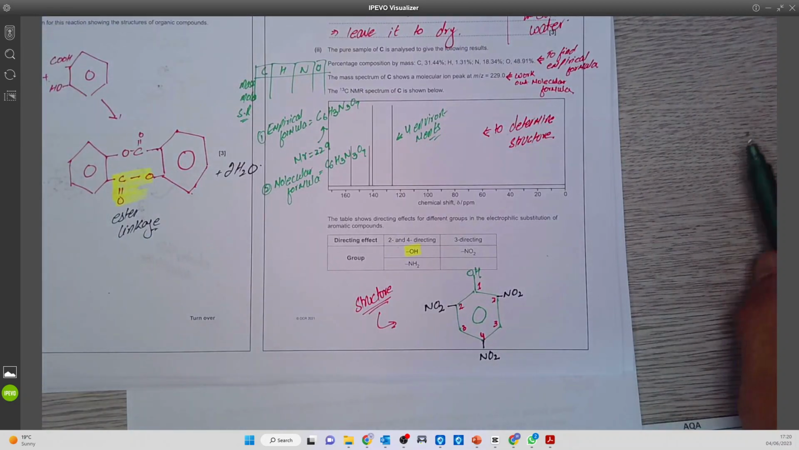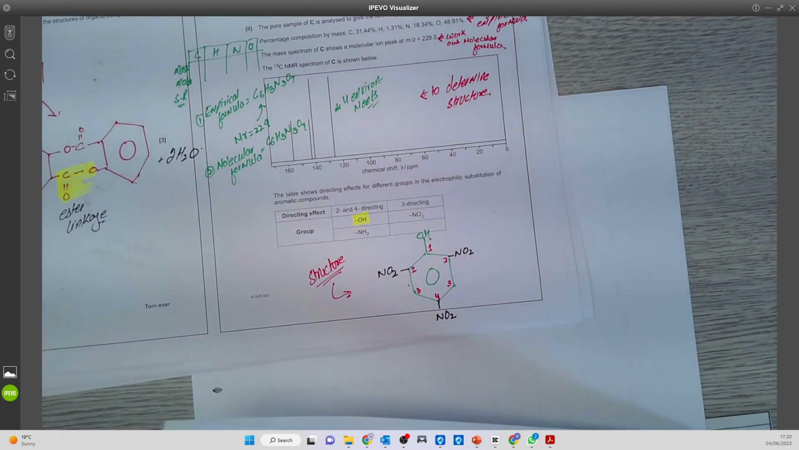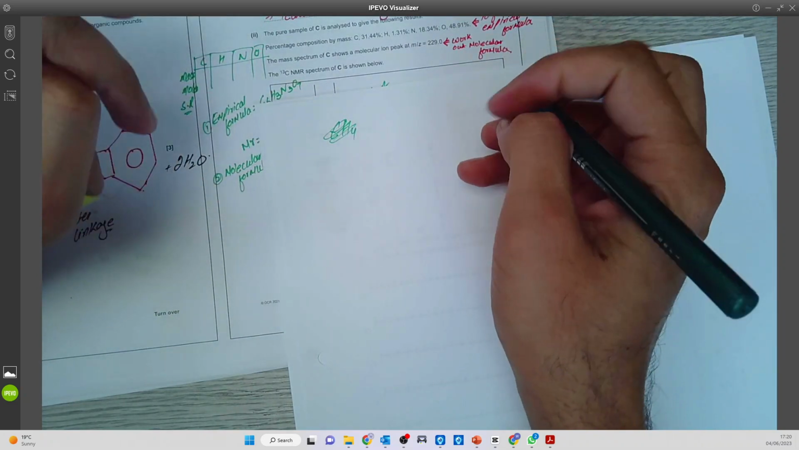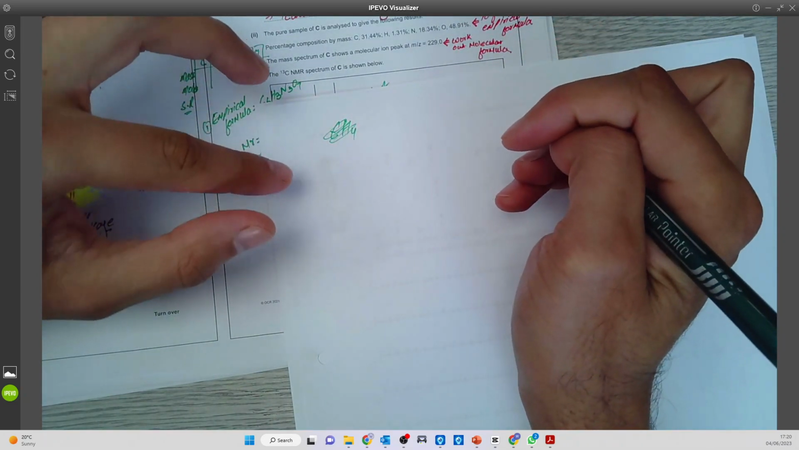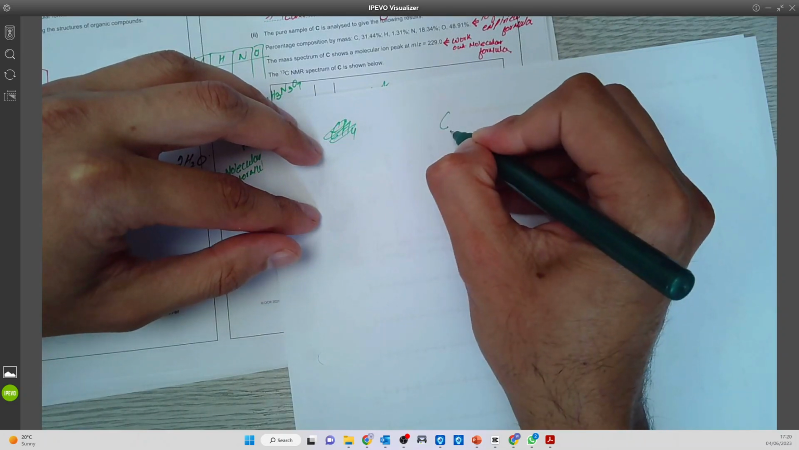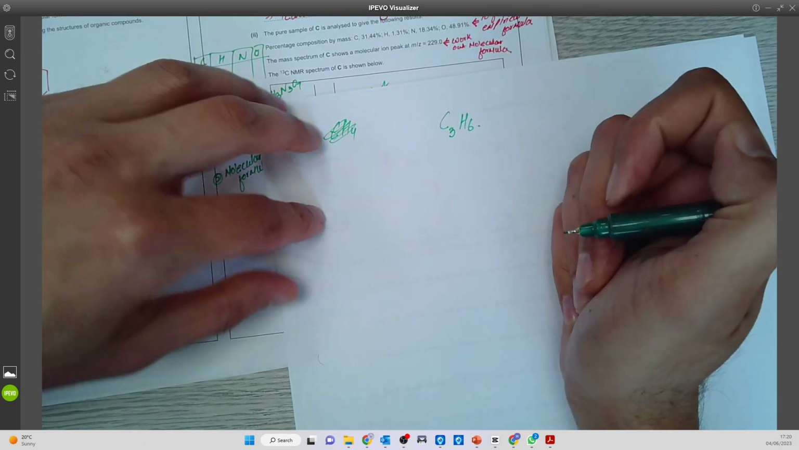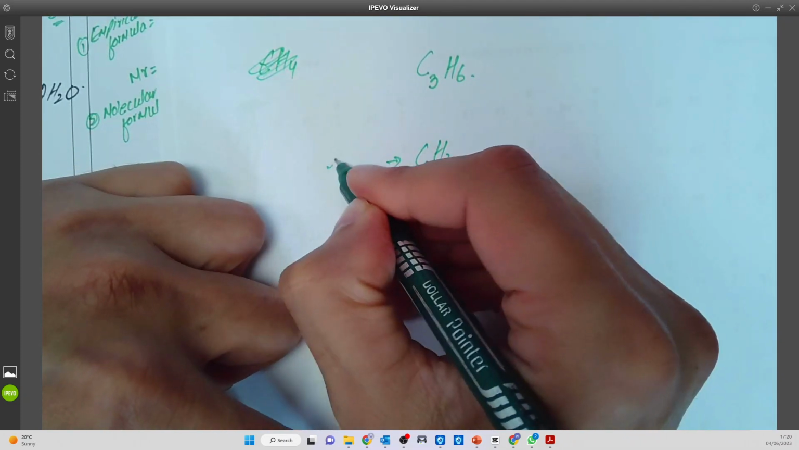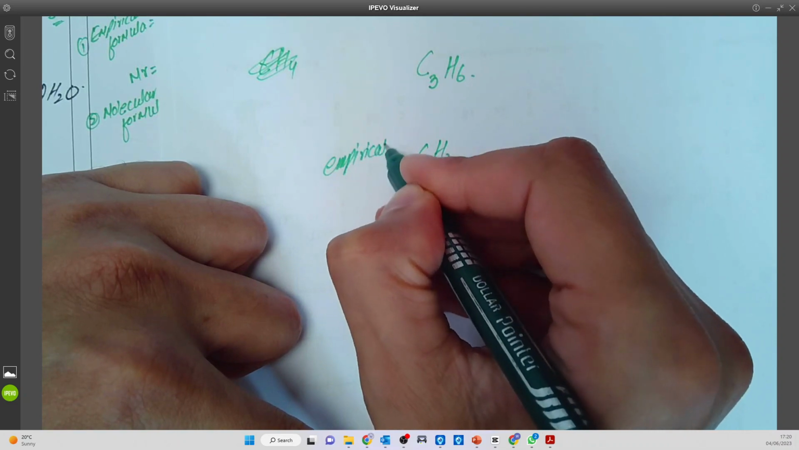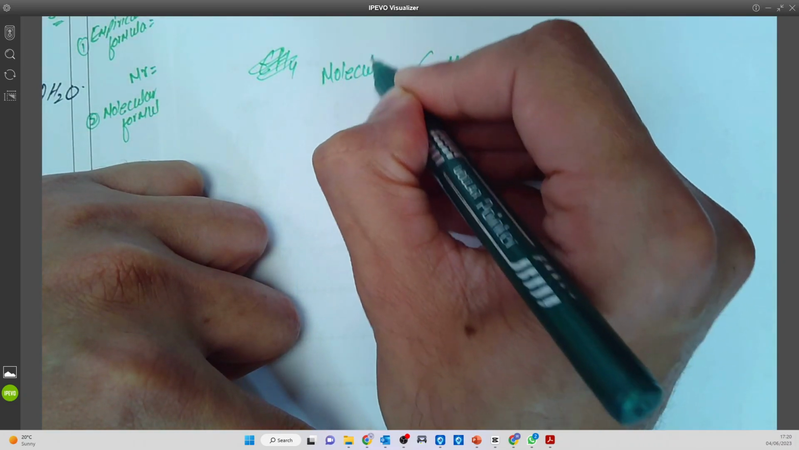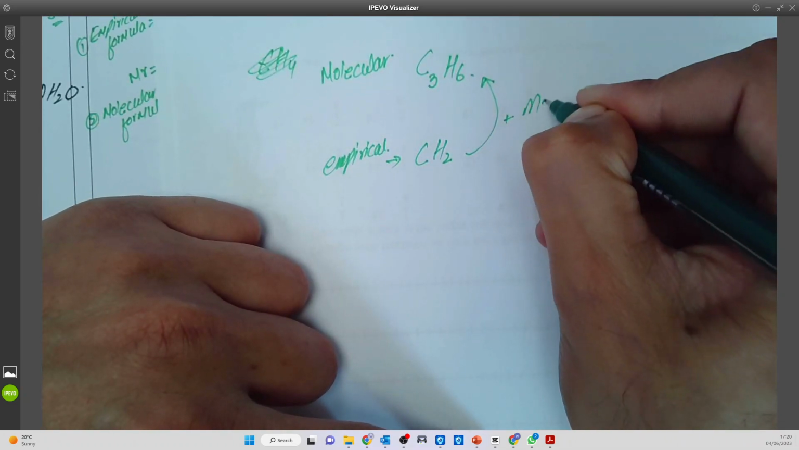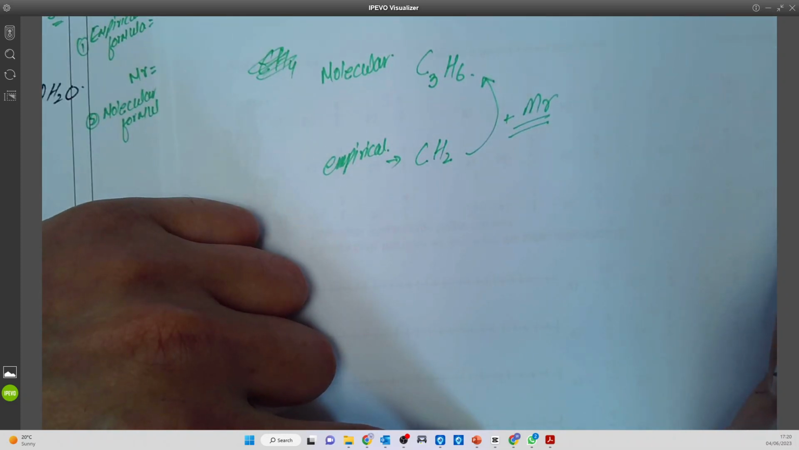Okay. Sometimes you will have, for example, let's say you've got C2H4, C3H6, and then CH2. This is my empirical formula. This is my molecular formula. So to go from here to here, what will I need? I will need MR. Are you with me on this bit, Sana?